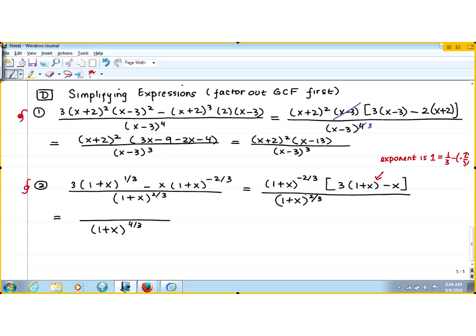What do you have on top? Oh, this is easy. 3 plus 3x minus x. 2x plus 3. Yes. 3 plus 2x or 2x plus 3, it doesn't matter. Here they put the number first, so that's why I put the number first. But you could put 2x plus 3. Yes. All right.